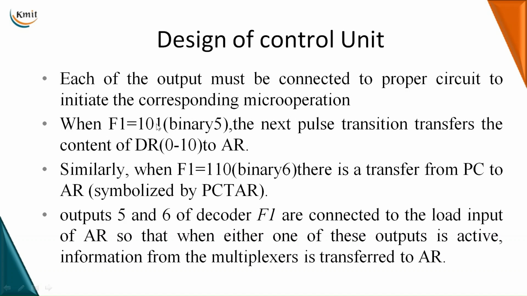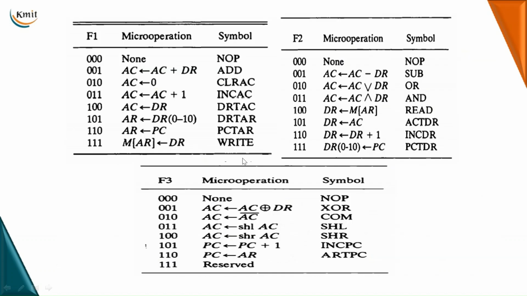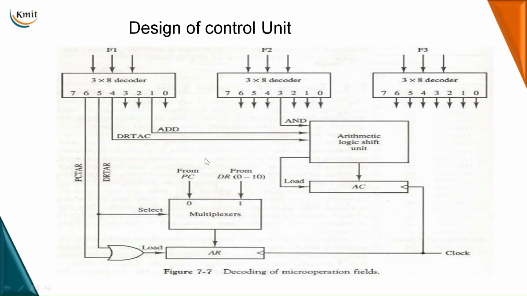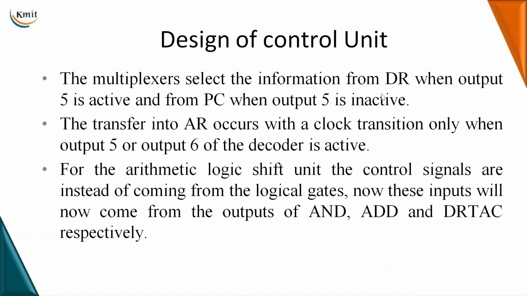So when F1 is 101, at the next clock pulse, it transfers the contents of the data register to the address register. Similarly, if F1 is equal to 110, which means 6, there is a transfer from PC to AR. Similarly, for all the micro operations of this table, the control unit allows the ALU to perform the operation based on the outputs of the decoders. So this is the design of a control unit.